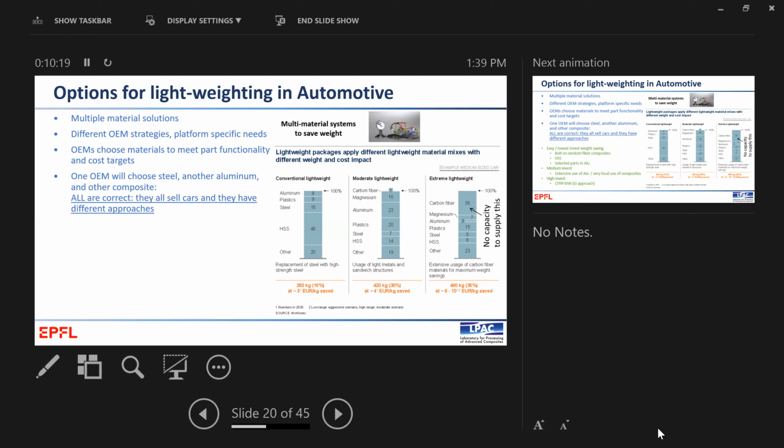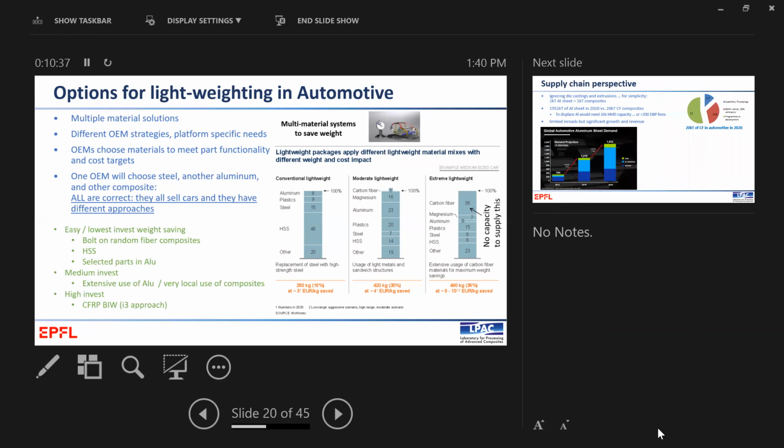But if Audi and Ford and Volkswagen and Toyota all decide to make an i3, what's the problem? There's not enough supply base for carbon fiber. They couldn't buy it. It can't be made. There's not enough carbon companies with capacity to supply it. So that has to be solved if you want to see wider use of these materials.